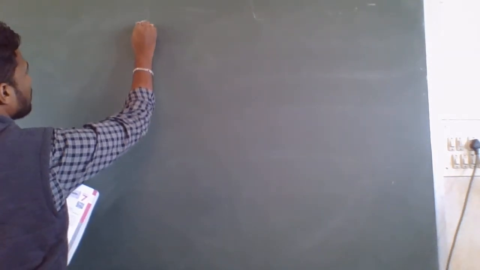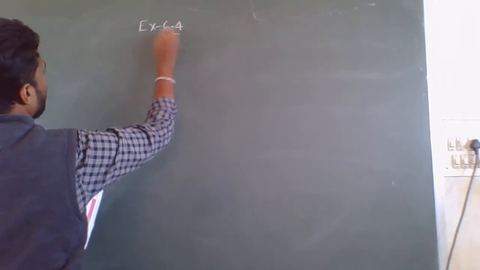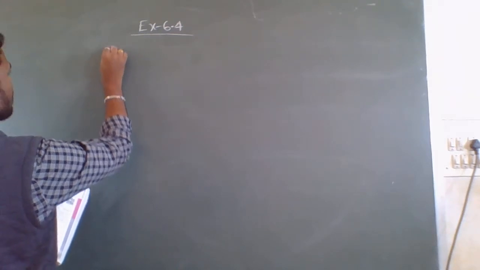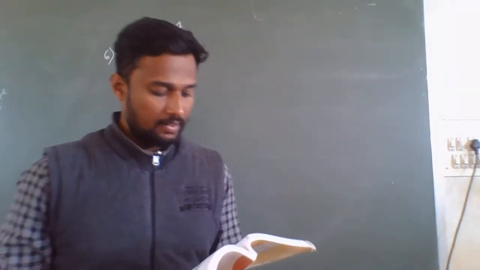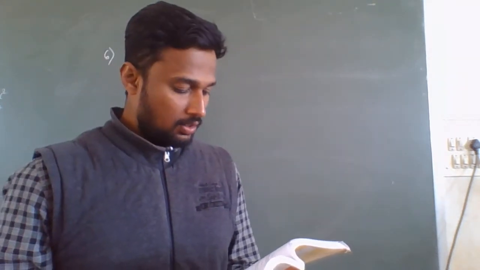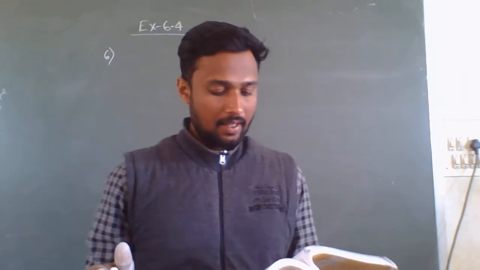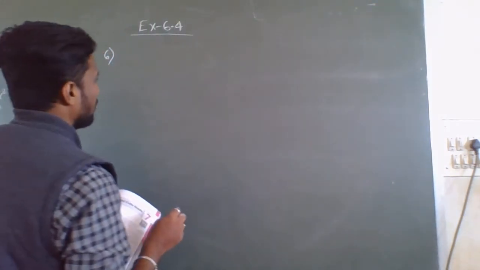This is exercise 6.4, sixth problem. What is given? Find the length of the side of a square whose area is 441 meter square. So what is given here?